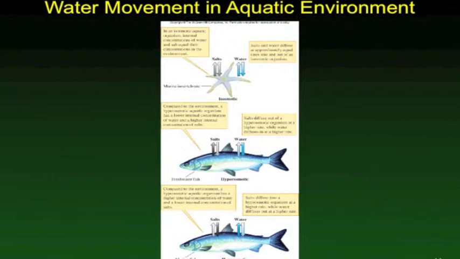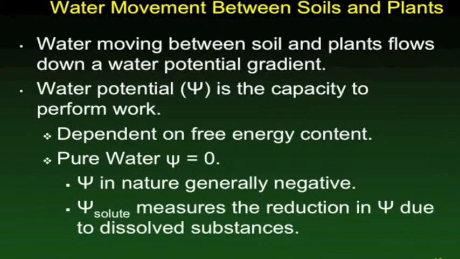Whereas a fish in salt water, which is hypoosmotic, or has less salt in its body than the surrounding water, is losing water and actually dehydrates in that seawater. So it has to actively bring water in and find ways to remove salt. Now we shift gears a little bit and talk about water movement between the soil and the roots of plants.